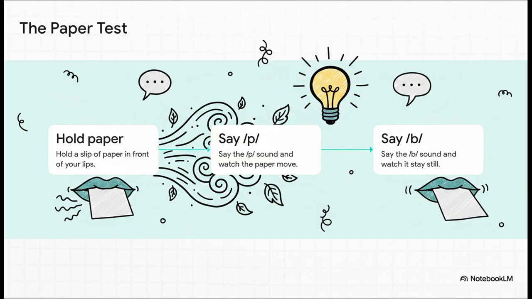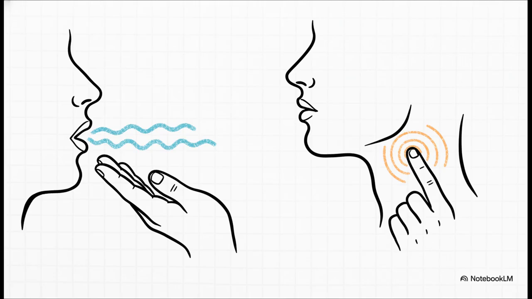For a student struggling to differentiate those two sounds, seeing that paper move is a massive light bulb moment. And there are variations of this for all sorts of sounds, using everyday objects or even just the palm of their hand. Students can physically measure their own airflow. Have them put 2 fingers gently on their throat, right on the Adam's apple.